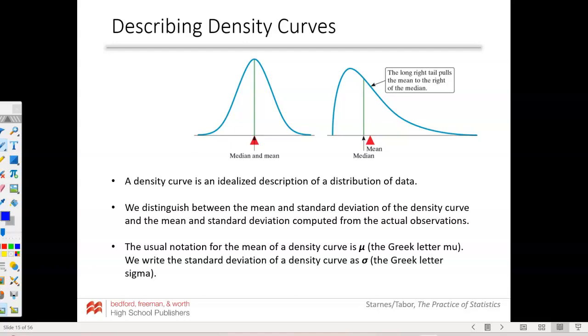So when we talk about the mean of a density curve, the density curve is kind of like the population. It's the idealized thing. So we use mu for that. And we use, again, Greek letters because we're talking about the population, the idealized or perfect world kind of thing here. Standard deviation is sigma.